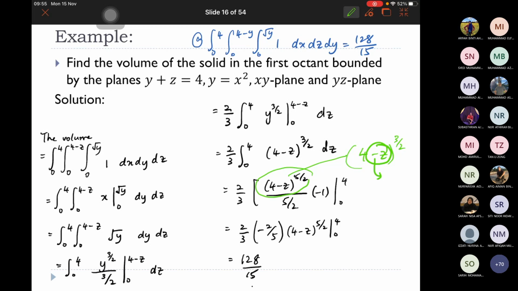Dapat eh semua? So the next one kita ada example.